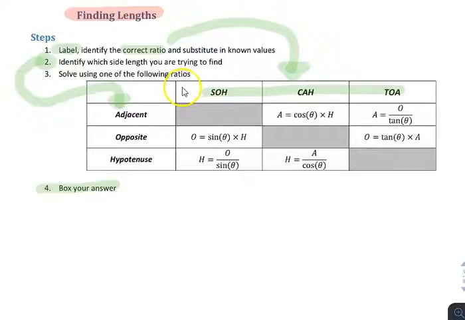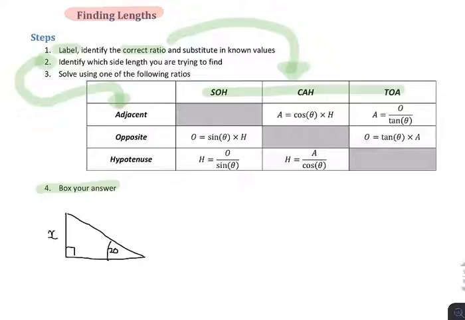So if you're, for instance, after the adjacent side and you know your ratio is cos, then you would use the formula A equals cos theta times h. So this formula would give you the side length of the adjacent side. We're just going to do a really quick sketch example.